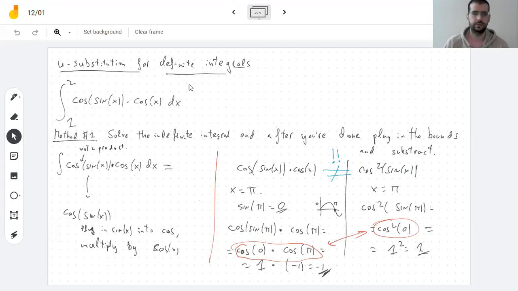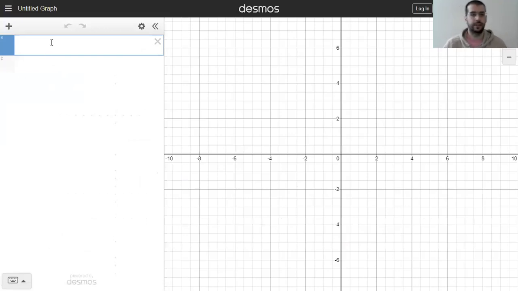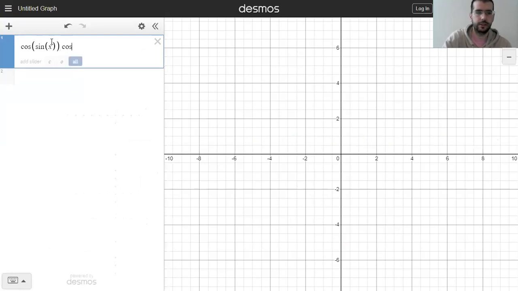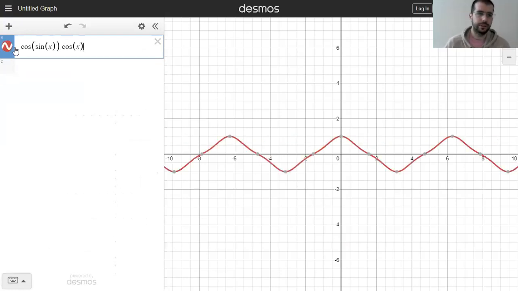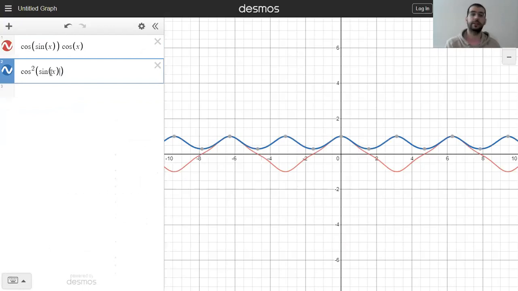I know that clarifies it. So just in case, let me graph them. They just look completely different. I don't know exactly what they look like, but I know there's no chance they look the same. Well, there's cosine of sine times cosine, and that's cosine squared of sine of x. One is positive always, because it's a square. Okay.